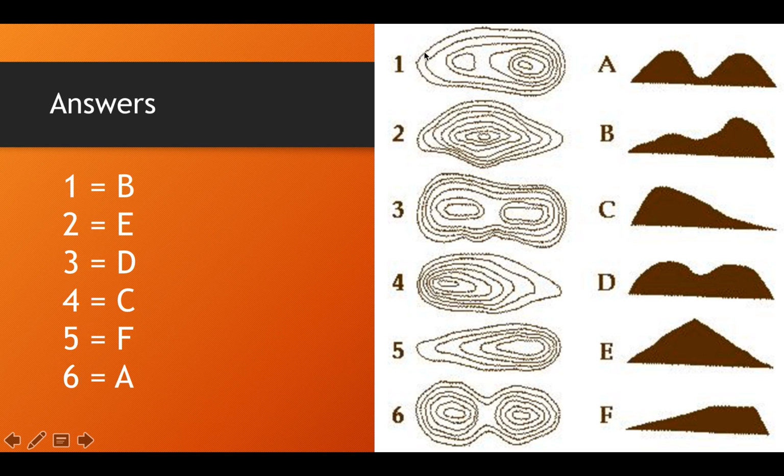So the first set of contour lines, number 1, is matched with B. So it's an even slope up to a top, then it goes marginally back down and then it starts to rise again. So there you go. Up, back down slightly and up to the top. The second one is very straightforward. It's just a relatively even or equal slope either side. So that's 2 is E. So equal slope up to the peak and back down.